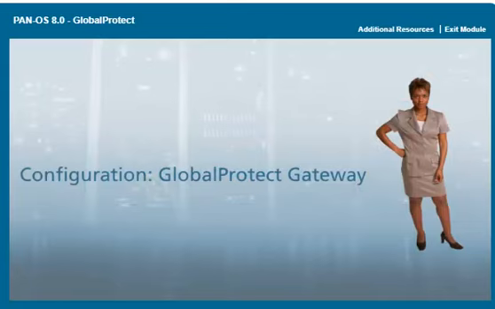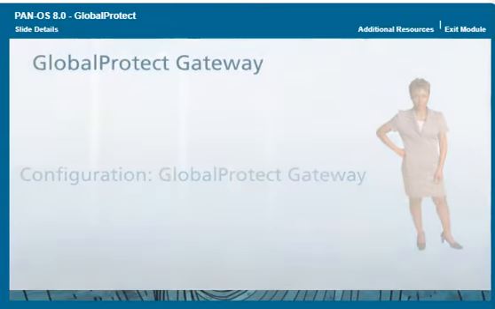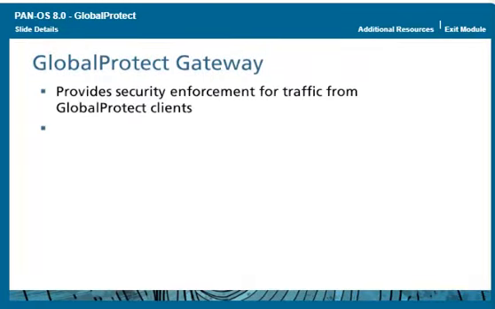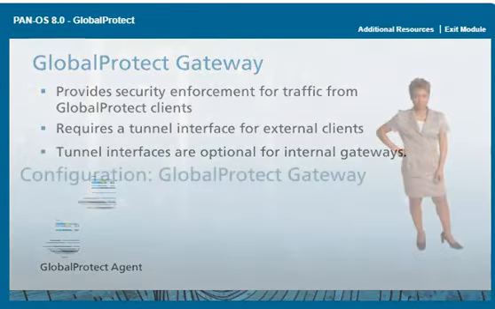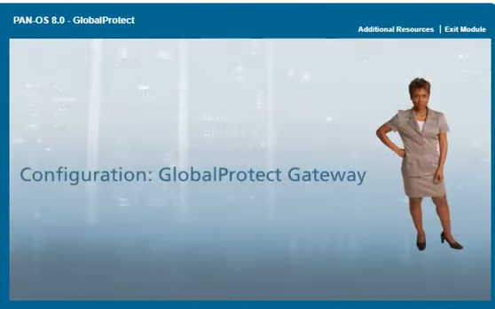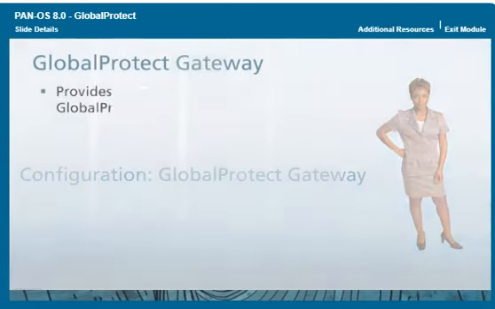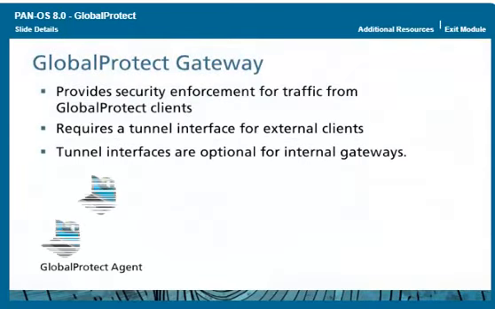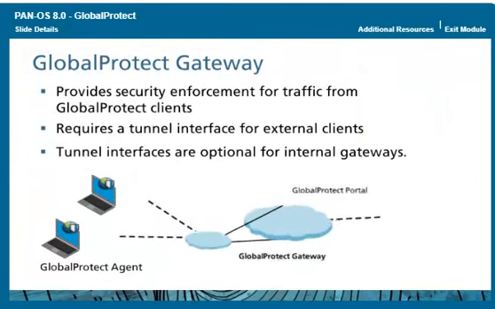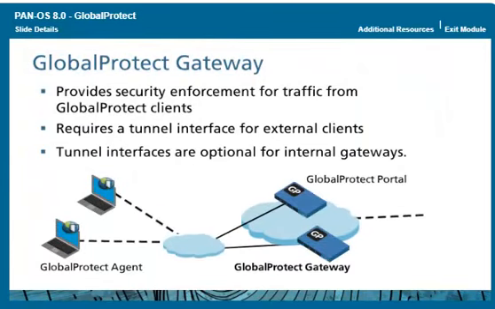Configuration: Global Protect Gateway. The Global Protect Gateway provides the endpoint for the agent's connection. If tunnel mode was enabled, the client will send all traffic through the connected gateway. External gateways require a tunnel. Internal gateways do not require a tunnel, but can be configured to use one.